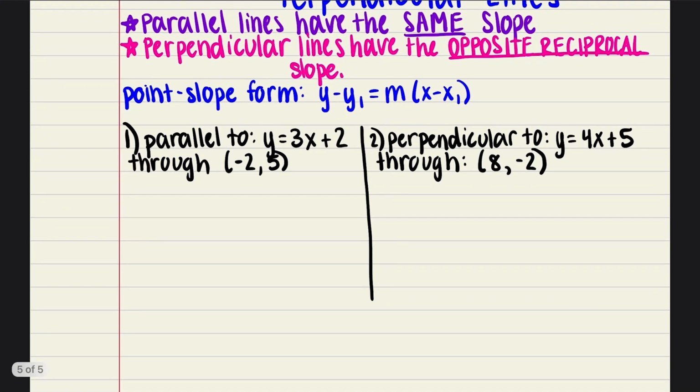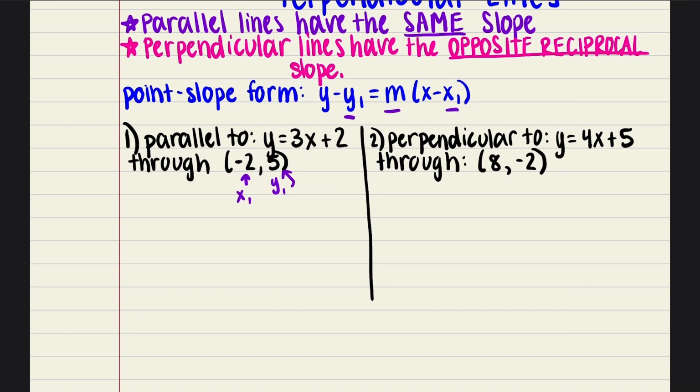So let's go ahead and start with number 1. It says it's parallel to the line y equals 3x plus 2, and it goes through the point -2, 5. So the first thing you're going to do is label everything you need. For my point slope formula here, I need a y1, an m, and an x1. I already have my x and y. So this is my x, so I'm going to label it x1, and this is my y1 because all our points are always x, y.